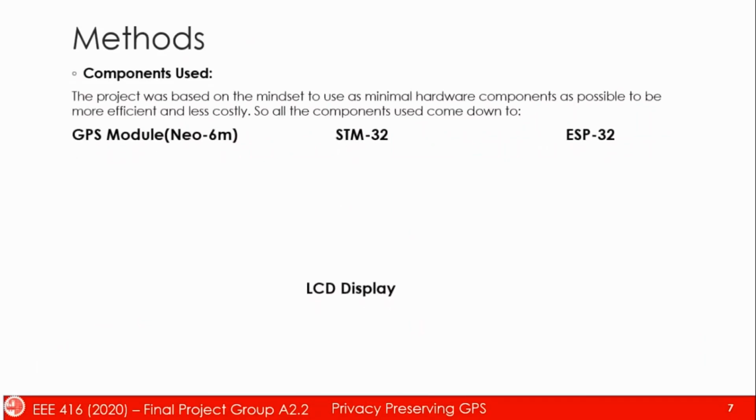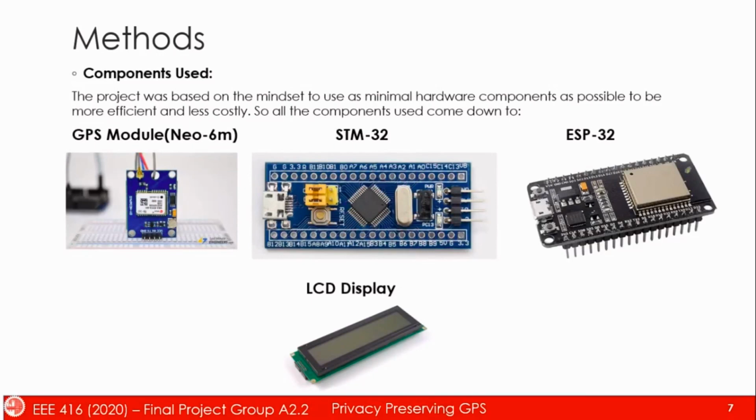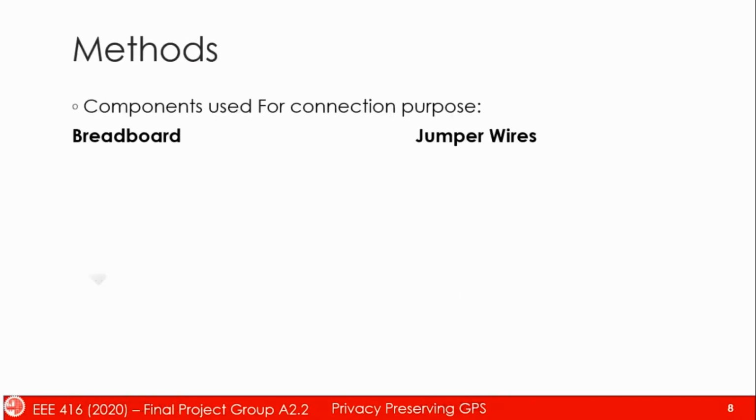These are the hardware components that we have used to make the project. These are GPS module Neo 6M, STM32, ESP32 and LCD display. Also, for connection purpose, we have used breadboards and jumper wires.